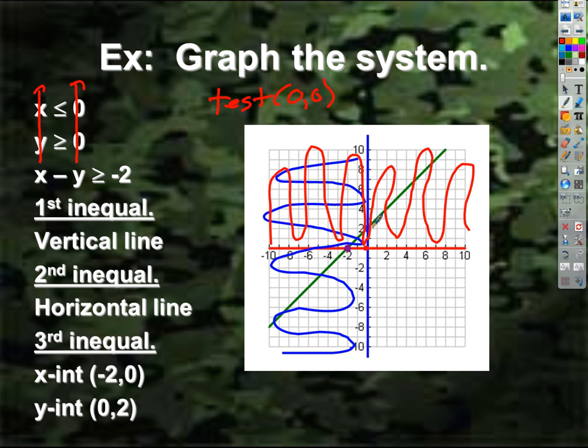What Selena's saying is that would be a bad test point for the red line or the blue line, because it's on both of those boundary lines. But it's an okay one for the green line, because it's not on the green line. So if I test these, 0 minus 0 is just 0. Is 0 greater than or equal to -2? Yes, it is. So it passes the test, so we're going to shade below the green line. And this is what we get.